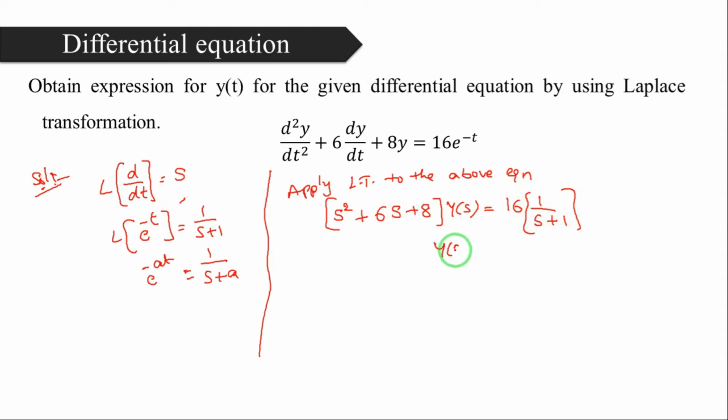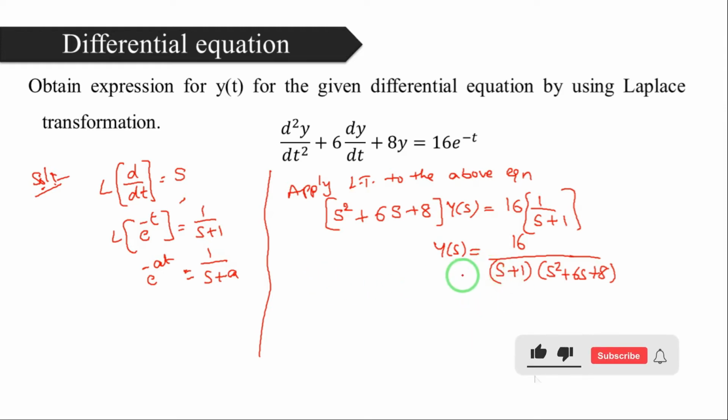Now, what is y of s? y of s is equal to 16 divided by s plus 1, and one more term, s square plus 6s plus 8. So this is the transfer function. Now we have to apply inverse Laplace transformation to get into the time domain. We know the inverse Laplace transformation of y of s is y of t, but we cannot apply inverse Laplace transformation to this function directly. So we have to take partial fractions, or separate the function into different terms.